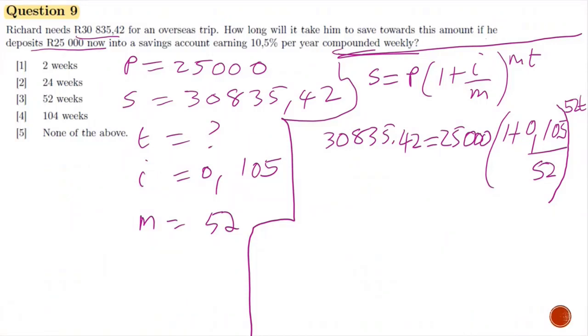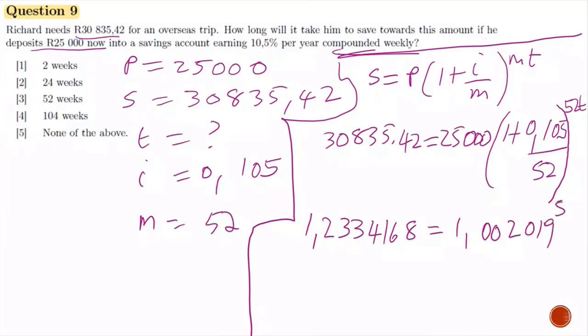here you are going to divide your left-hand side by 25,000. I always advise, try not to cut off decimal numbers, maybe to the second decimal place, especially if you are going to be using logs. You can easily get into an error. So if you can leave so many decimal places, that's even better. So this is going to be 1,002019 to the power 52T.